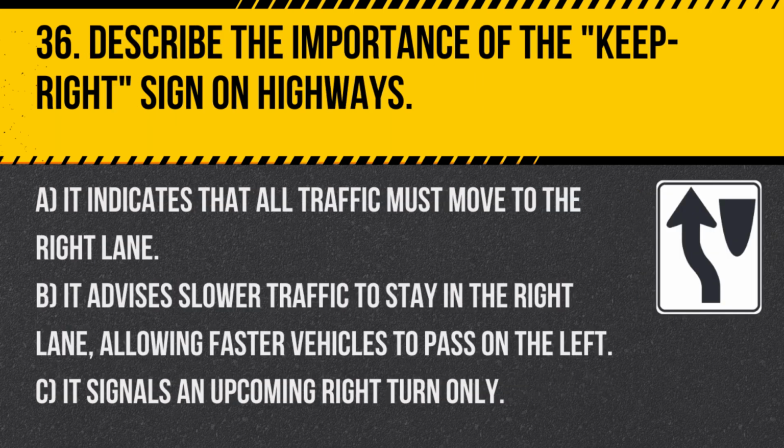Question 36. Describe the importance of the keep right sign on highways. A. It indicates that all traffic must move to the right lane. B. It advises slower traffic to stay in the right lane, allowing faster vehicles to pass on the left. C. It signals an upcoming right turn only. Answer: B. It advises slower traffic to stay in the right lane, allowing faster vehicles to pass on the left. This helps maintain traffic flow and safety.